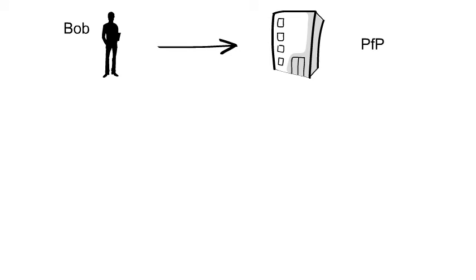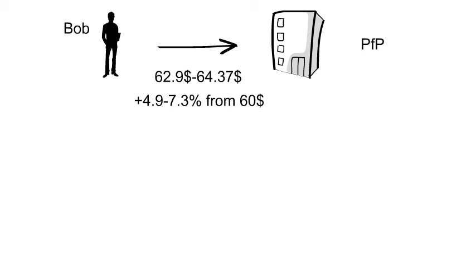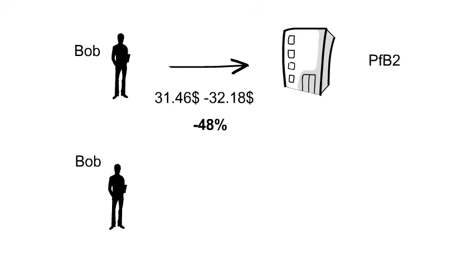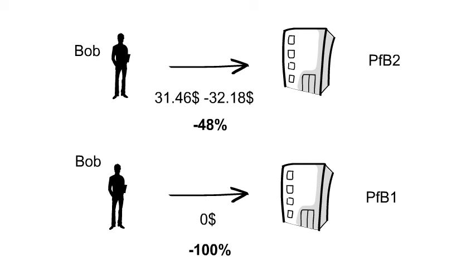Depending on what type of reallocation was used, Bob would have paid between $62.91 and $64.37, which is an increase of 4.9 to 7.3% compared to $60 of content price. Bob could also pay between $31.46 and $32.18 for the exact same basket of goods if he had triggered PfB 2 state. Alternatively, Bob could have kept his wallet in his pocket should he have triggered PfB 1 state.